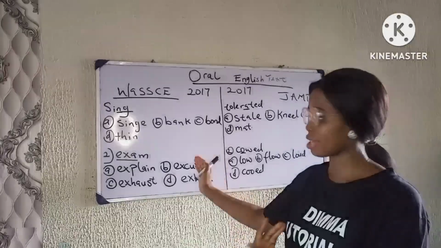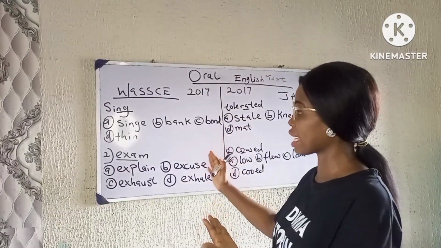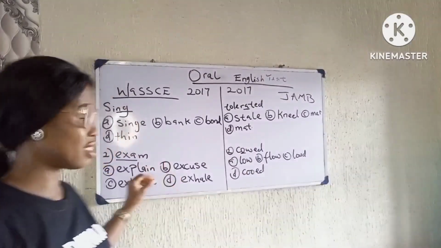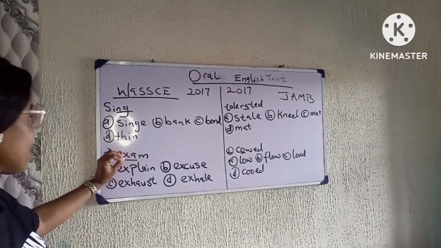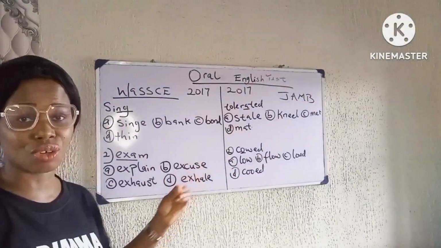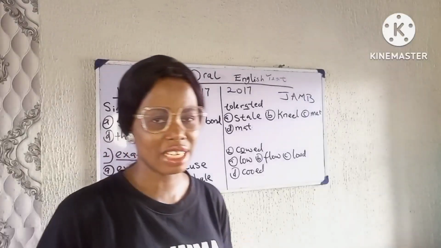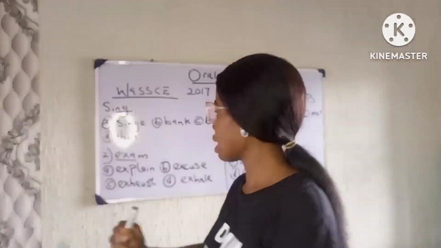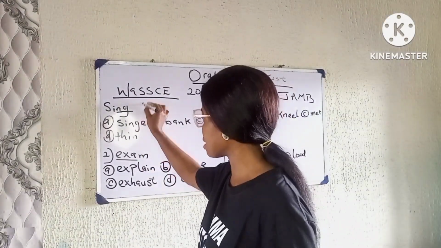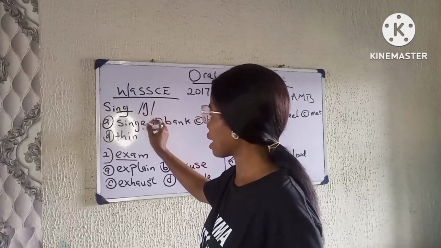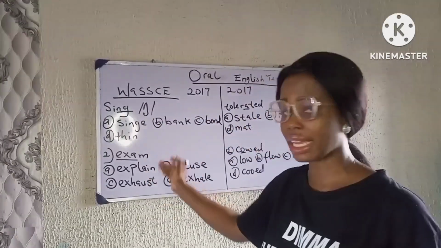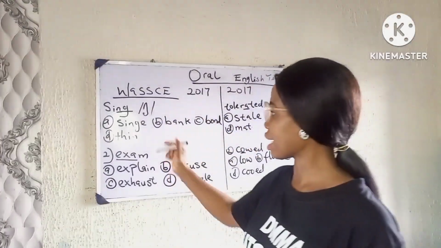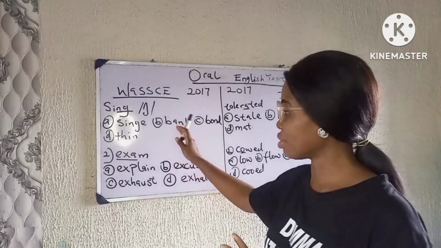Let's start from WASSCE. We have the first question, sing, S-I-N-G, sing. Now the underlined letters are N and G. Now the secret to identifying this sound: what you have here is this sound, sing. That's the sound you have there.